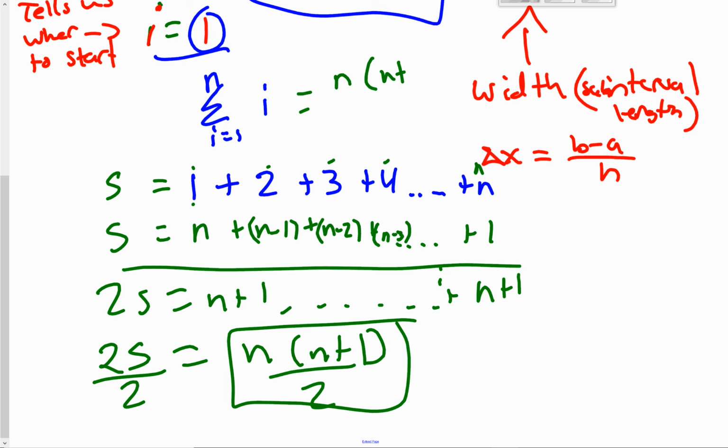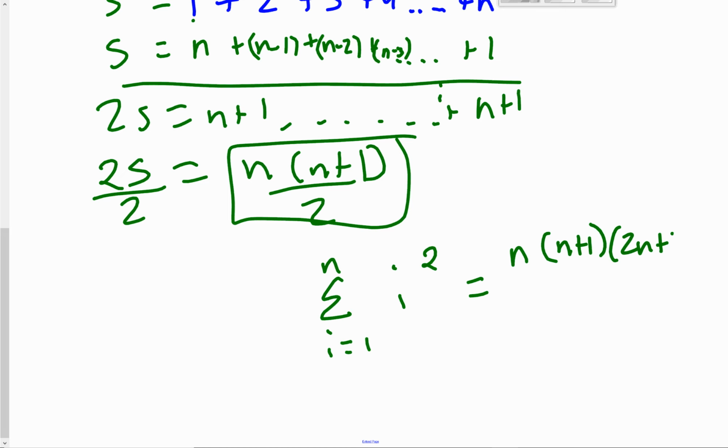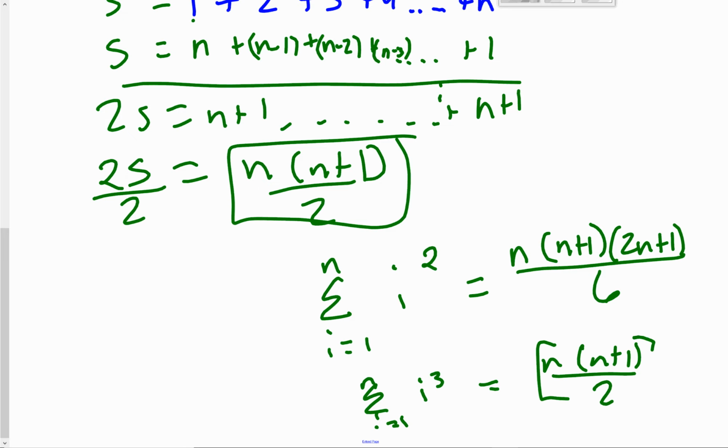And you can work through to find this one as well. The sum starting at 1 to n of i squared. And so we did this one in class too. And we saw that this one was just n times n plus 1 times 2n plus 1 all over 6. And then the third one, if we do i cubed, the sum of i cubed is equal to n times n plus 1, all over 2, and that quantity is being squared.